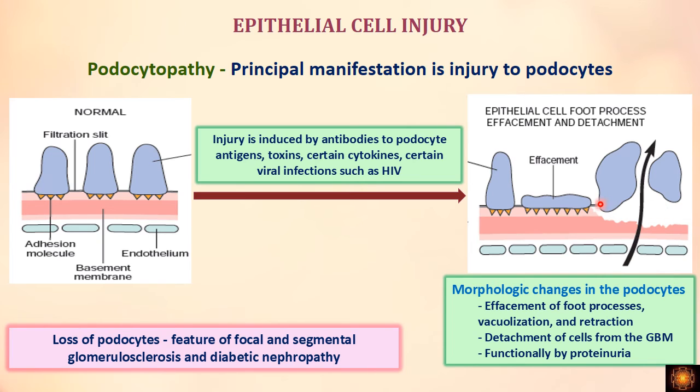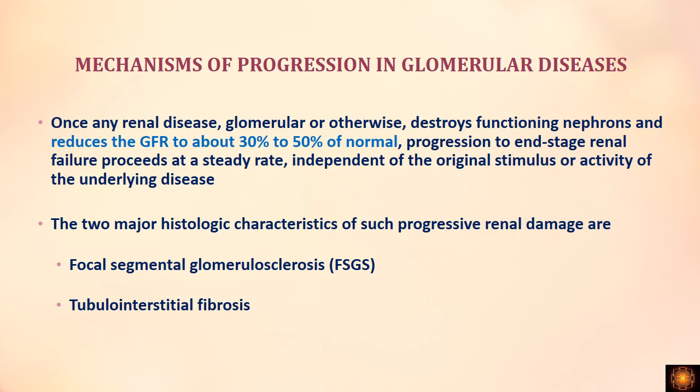So we have denudation of the visceral epithelial cell itself completely. Once the visceral epithelial cell is lost, the filtration of the proteins, actually these foot processes are also useful for the filtration of the proteins. So once we have the loss of these podocytes, there will be proteinuria for the patient. Loss of the podocytes we typically see in focal segmental glomerulosclerosis and in diabetic nephropathy. All these mechanisms we have seen.